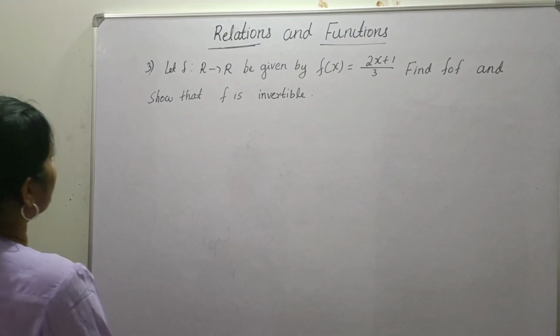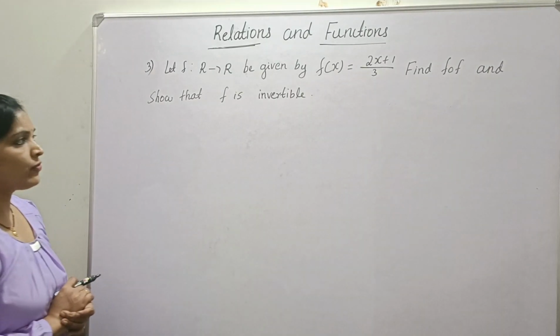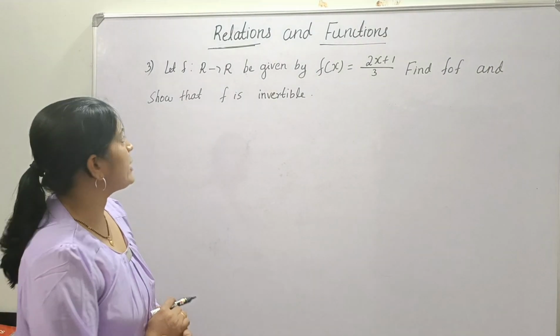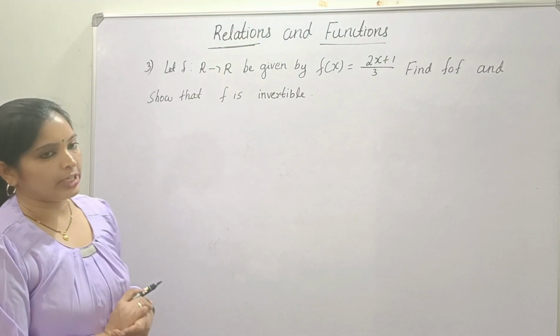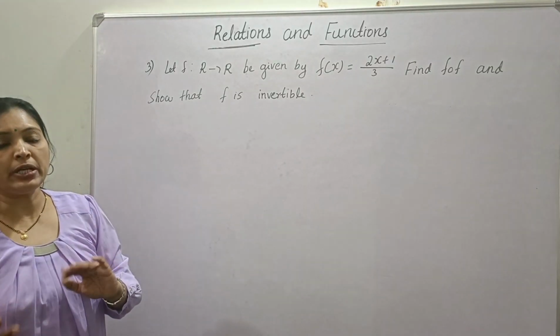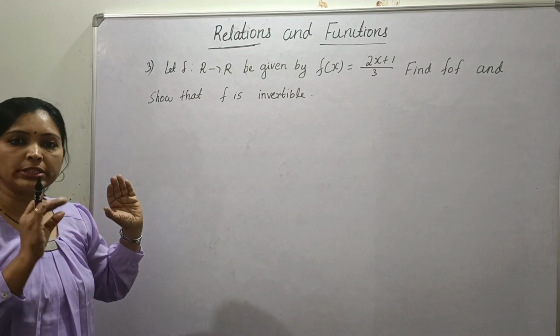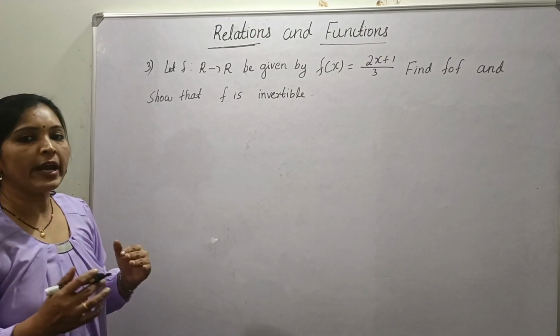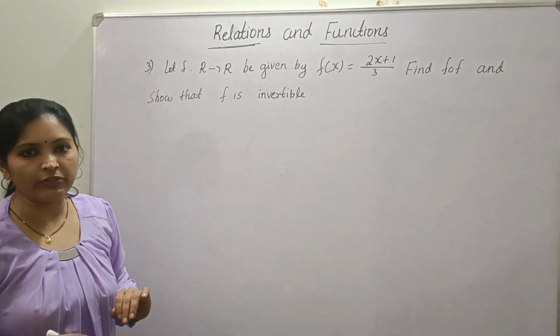Next example, let f from R to R be given by f(x) = (2x + 1)/3. Find f composite f and show that f is invertible. Here we have to show the given function f is invertible. For that we have to check whether this function is 1-1 and onto. Okay, if 1-1 and onto, we can say the function is invertible.